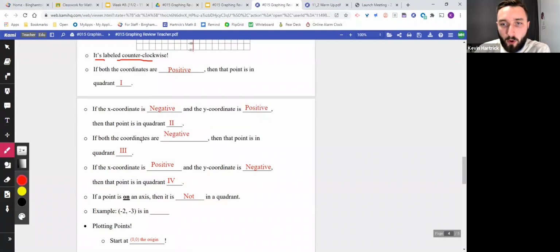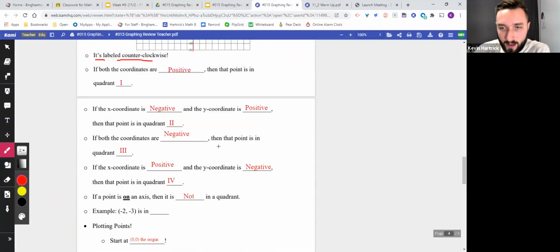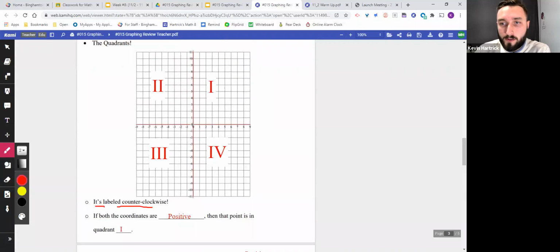Okay. If both coordinates are negative, then the point is in quadrant 3. So negative would be left on the x and down on the y. Yep. The coordinate would be in quadrant 3. And then finally, if the x coordinate is positive and the y coordinate is negative, then that point is in quadrant 4. So positive x, negative y puts us in quadrant 4.